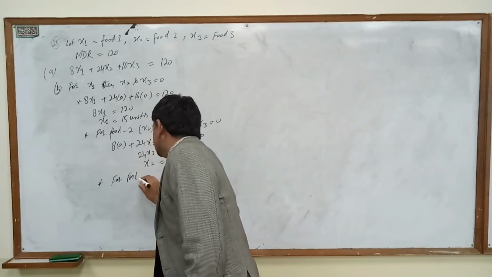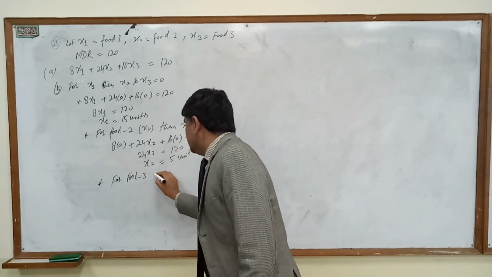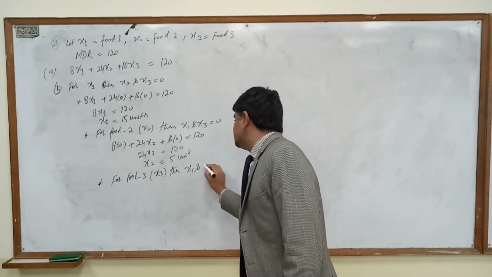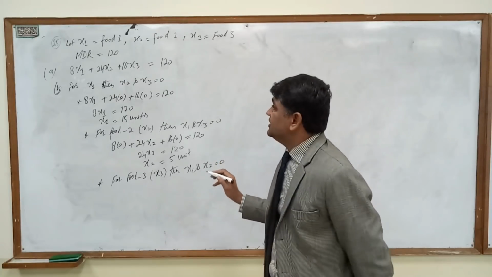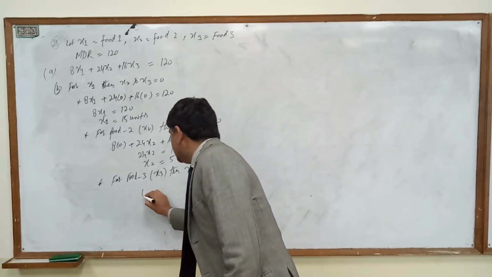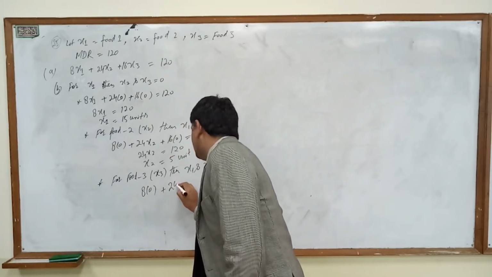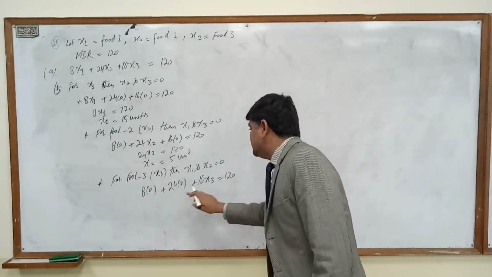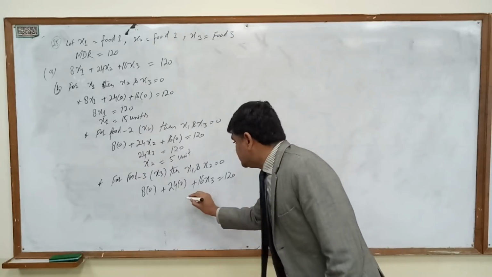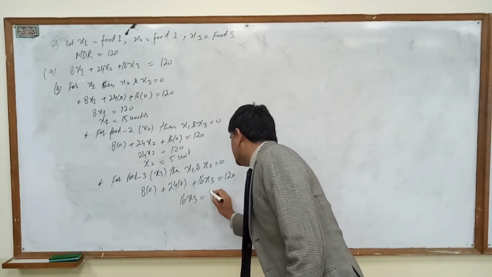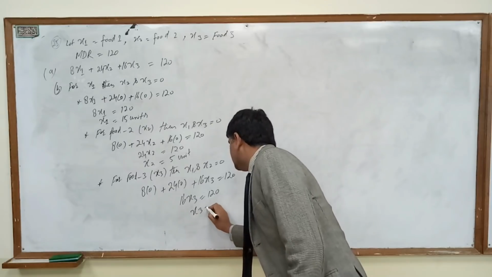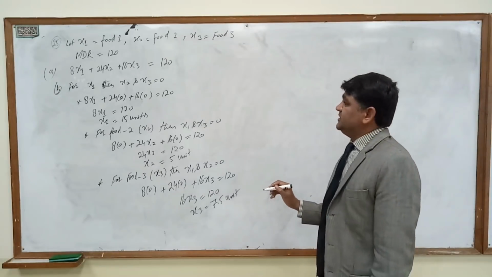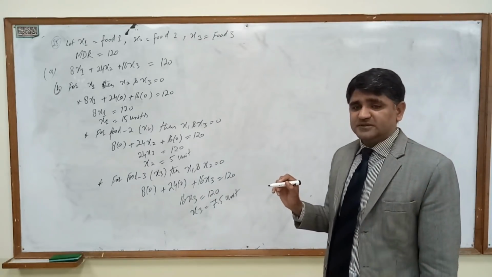So the third case is for food 3. We need to find x3. Then x1 and x2 are equal to 0. 8 into 0 plus 24 into 0 plus 16x3 is equal to 120. So 16x3 is equal to 120, so x3 is equal to 7.5. 7.5 units of food 3 are required to meet her minimum daily requirement. Concept clear?